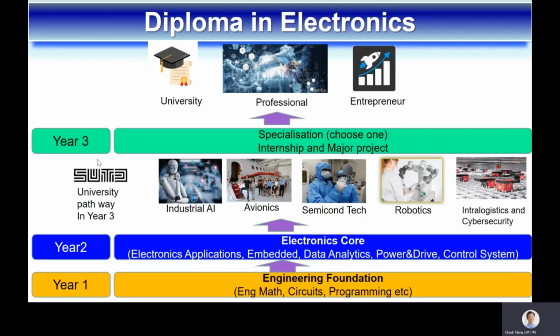In year 3, students will get to choose area of specialization. You get to choose in area of industrial AI, avionics, semiconductor technology, robotics, intralogistic, and cybersecurity. And those students who aspire to further your study, you can choose the TP SUTD University Pathway Program in your 3rd year, which means that you are able to study for your university module while you are still with the Diploma in Electronics course.